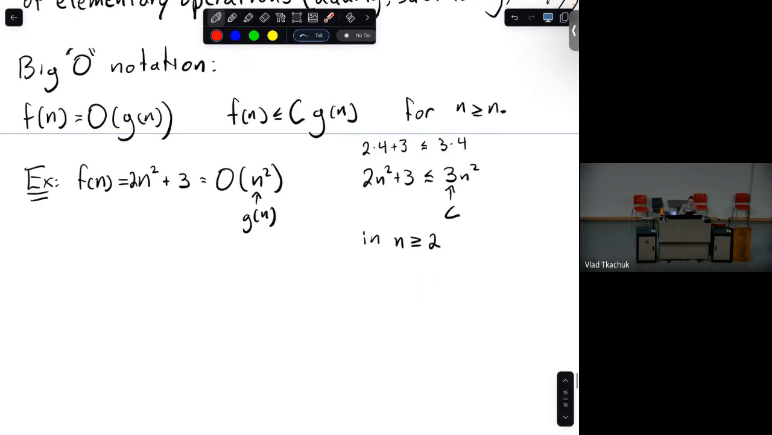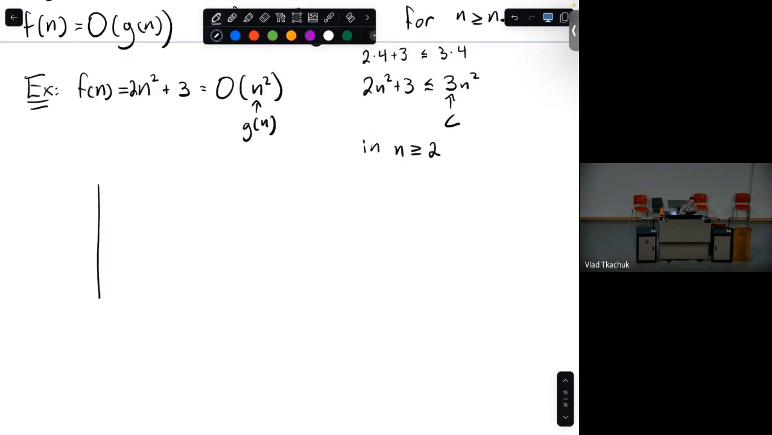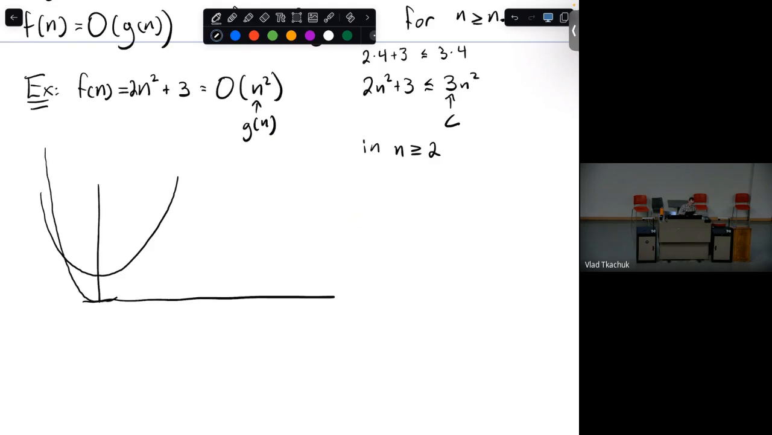Visually, what does this look like if I plot these things? This 2n squared plus 3 might be a parabola that's growing and shifted by 3 vertically. Then this 3n squared one would be a quicker growing parabola because of the constant 3. Maybe this point is something like n naught equal to 2. The point is that after some point, this g of n equal to 3n squared dominates this function. It's always greater.